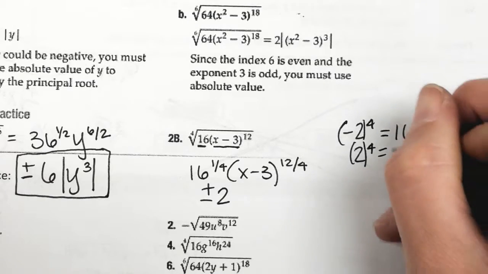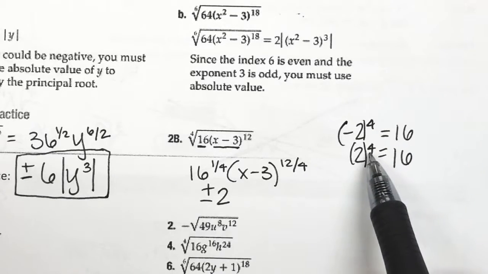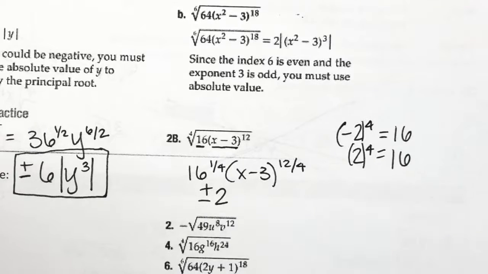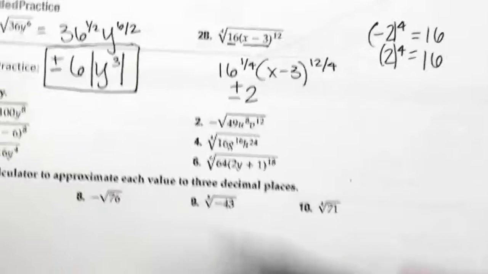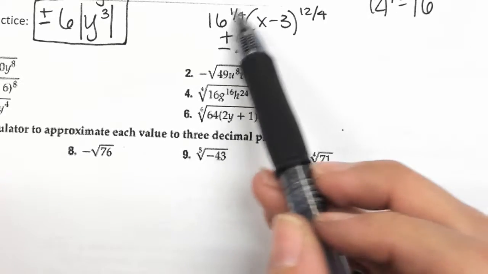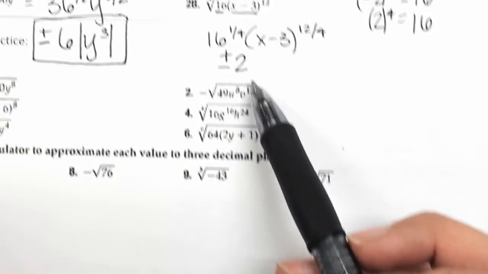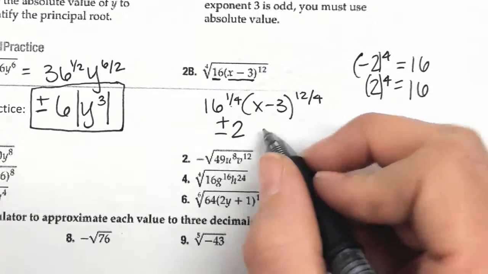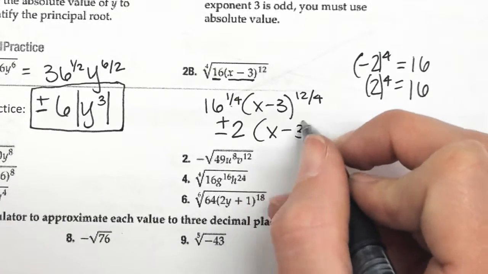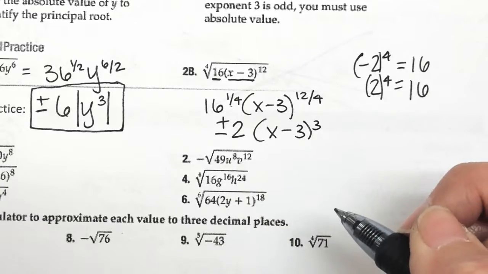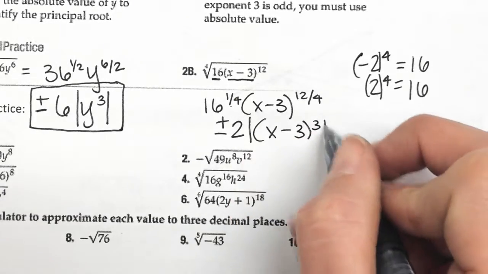16 for both, right? So remember, anytime there's a negative or positive number, if you raise it to an even power, it's always going to be what? I'll say that again. Anytime you have a negative or positive number, you raise it to an even power, it's always going to come out positive. Good. So anytime there's an even root right here, we're going to have to put plus or minus. Alright, and this will be x minus 3 raised to what power? 3. Do I need absolute value bars? Yes, I do.